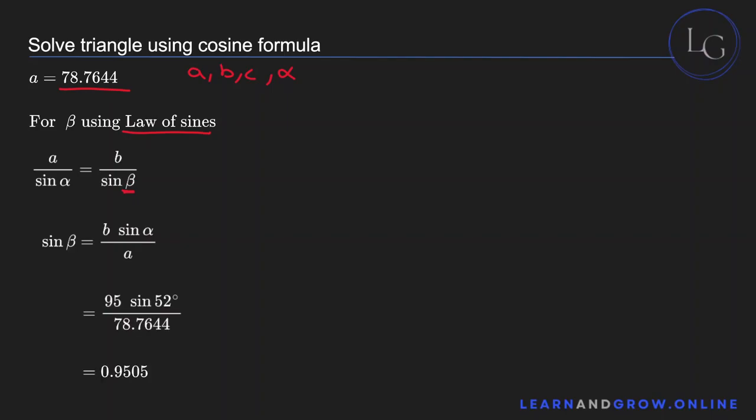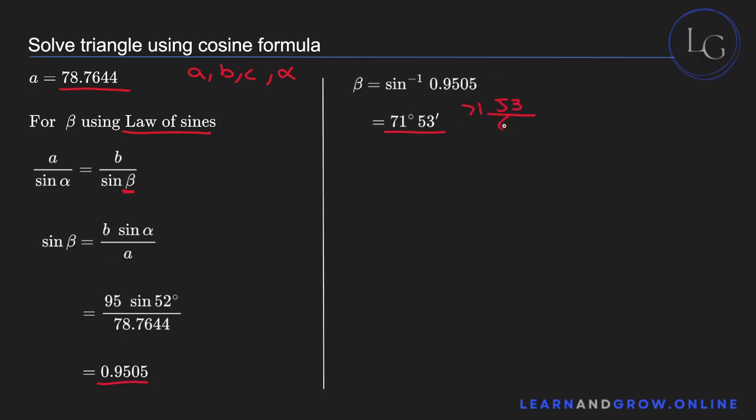So sine beta turns out to be 0.9505. Take the sine inverse of this to get the angle beta, which is 71 degrees and 53 minutes, which is basically just 71, 53 over 60 in improper fractions.